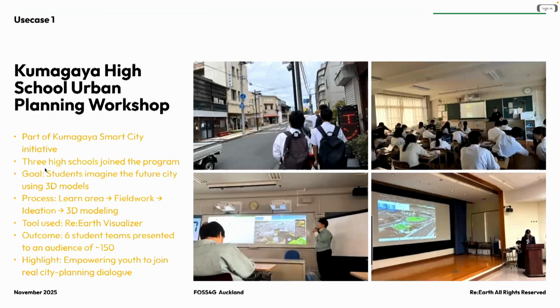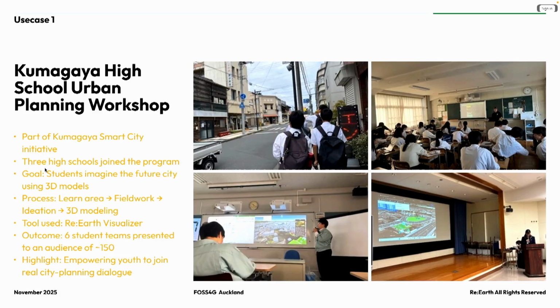Okay, so here you can see some images of how the real project looks. The Kumagaya High School Urban Planning Workshop. There are some key points. The high school students get together, led by their teachers, and go to the area to learn what happened there. Even though they were born in the city, they don't have much knowledge about its history or the current situation.